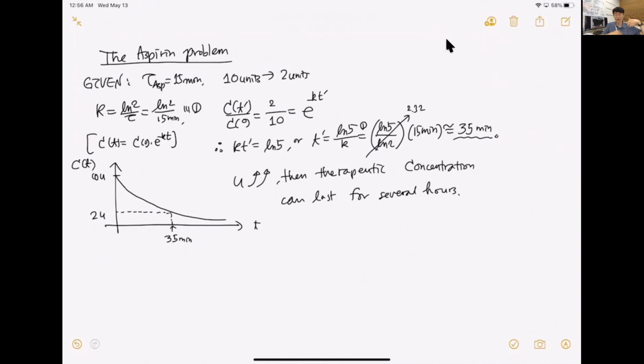So if a large dose is administered, then the effect can last as long as the concentration is above the therapeutic dose. Of course, this has to happen assuming the initial dose is not toxic. Aspirin is in fact that case.